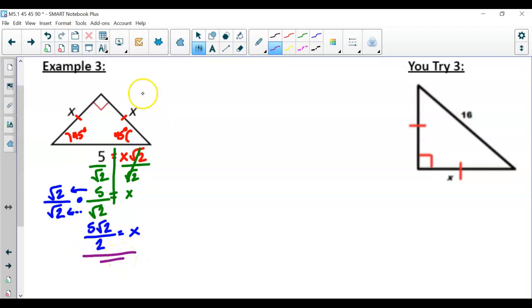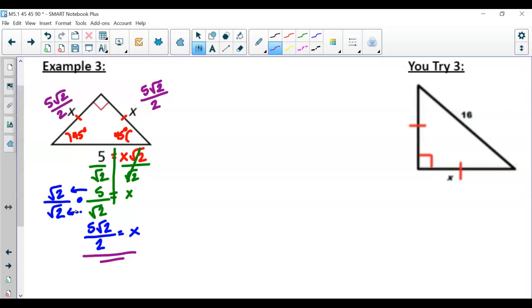So these two side lengths are 5 radical 2 over 2. That is the value of x. That is the two side lengths. So again, we cannot leave this fraction as is. We need to rationalize. Go ahead and pause the video now and try this Your Turn on your own.